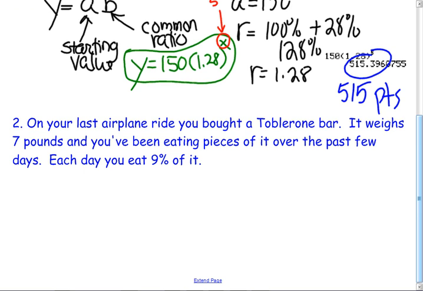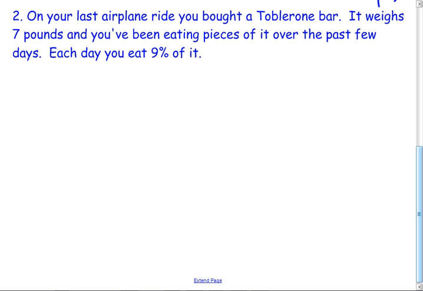On your last airplane ride, I have never seen a Toblerone bar for sale on the airplane. So good. They are from Germany, I believe, and they're really, really good. They're the triangle ones. I get those for Christmas, but I can't eat them. Oh, well, that'd be really bad.